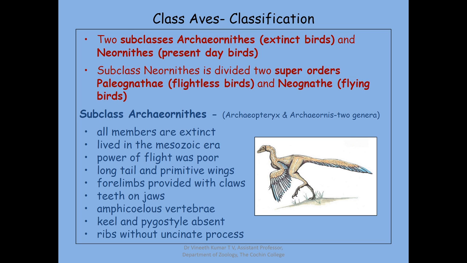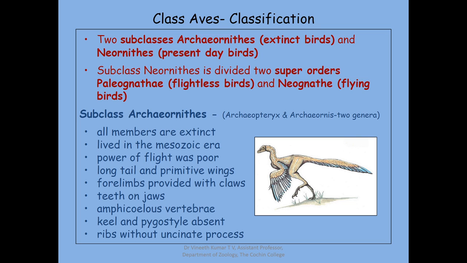The subclass Archaeornitis comprises two genera. As we said, they are entirely extinct birds, and the two genera are namely Archaeopteryx and Archaeornis. These are the two genera which belong to the subclass Archaeornitis. Coming to the salient features of the subclass, all the members are extinct and they lived in the Mesozoic era, which is believed to be the golden age of reptiles.